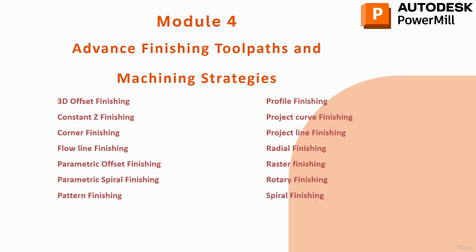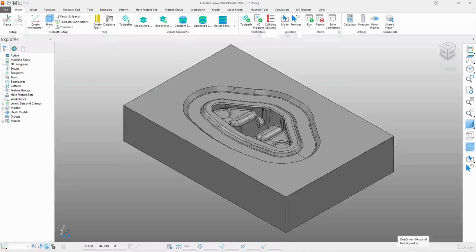So now it's time to check your knowledge. I'm going to give you an assignment on module number 4. The assignment looks like this. This is the image of the assignment which I am going to give you. This is a part, and this part is going to be attached to your assignment file. You will have to perform the finishing toolpath strategies on this model, which looks like this.